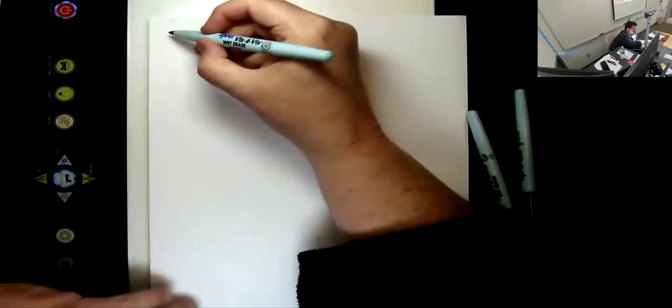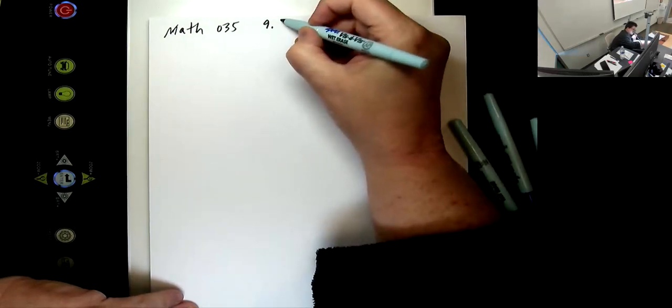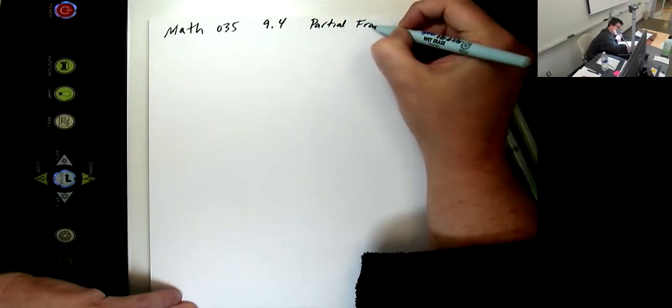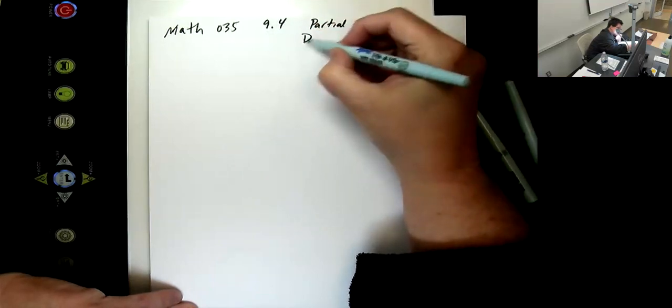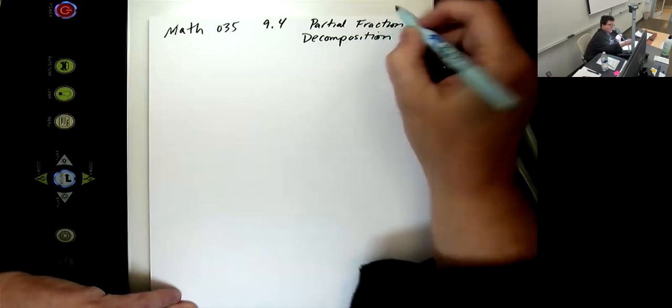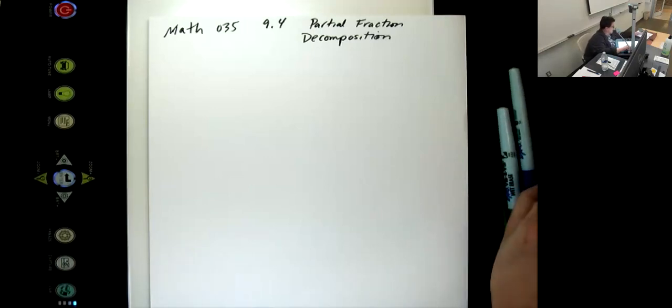Technical difficulties. All right, this is 9.4, 9.5, something like that. I think it's 9.4. Partial fraction decomposition. When something decomposes, it falls apart, it breaks up into pieces. So that's what the idea of this is going to be about, breaking something up into pieces.